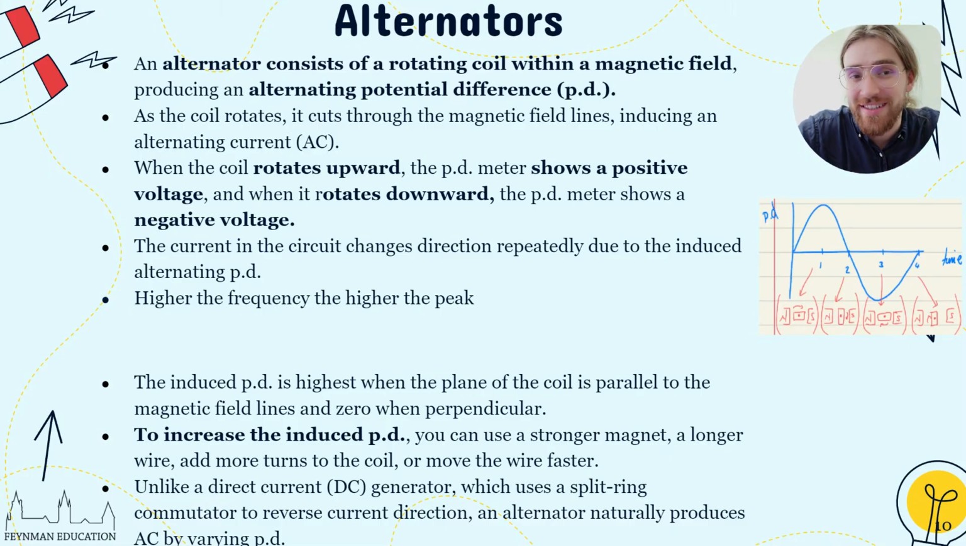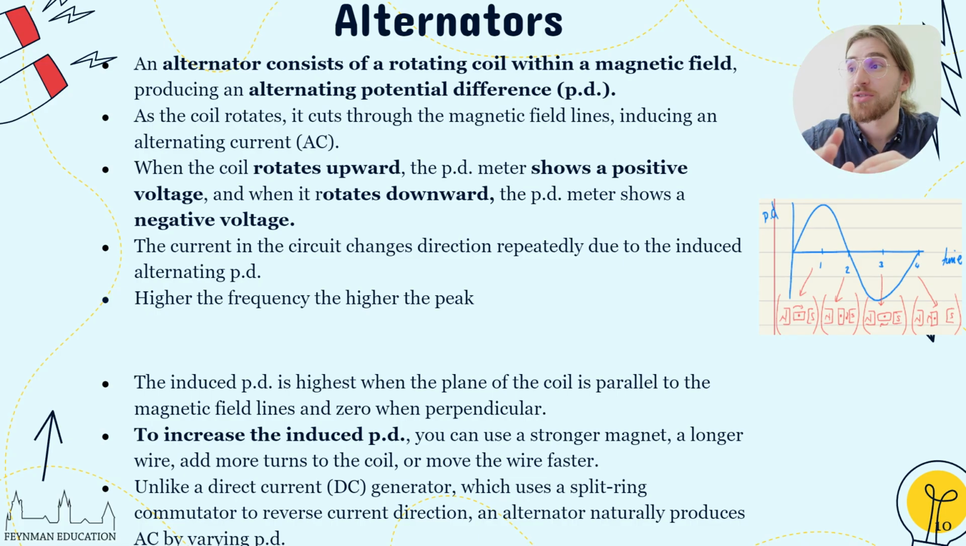Okay, next we get to alternators, a bit of a weird one. Alternators are going to consist of a rotating coil within a magnetic field. So this is going to induce a potential difference between 2 points of this wire as it cuts through the magnetic field lines.